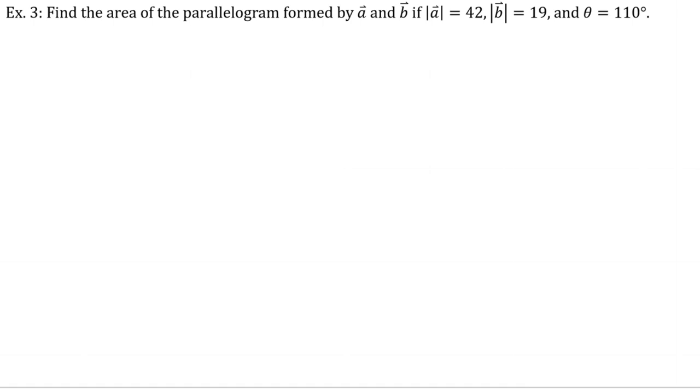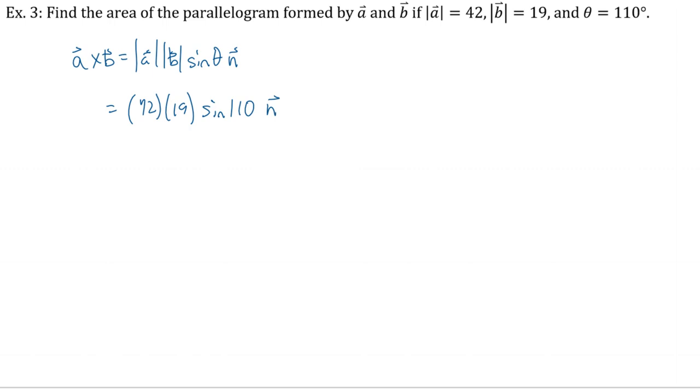So we're doing the same thing, but now we're going to use the other version. A cross B equals magnitude of A times magnitude of B times sine of the angle between them times unit vector n, which is 42 times 19 times sine of 110. And that works out to 749.9.